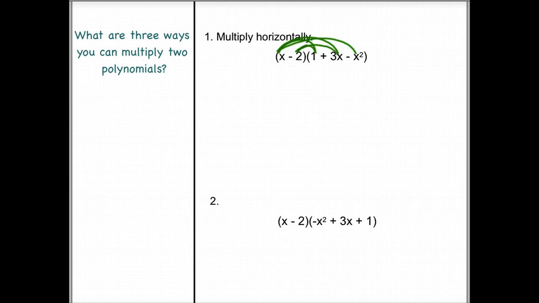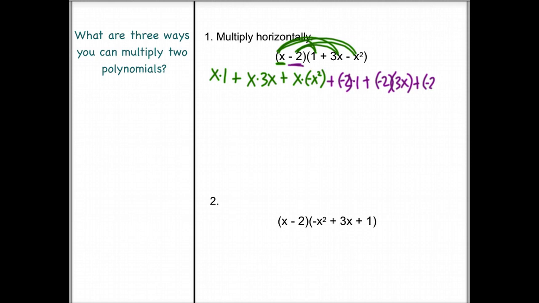1, 2, 3. So what we have is x times 1 plus x times 3x plus x times negative x squared. So that's when we distributed the x. Now we'll distribute the minus 2. So we have plus negative 2 times 1 plus negative 2 times 3x plus negative 2 times negative x squared.